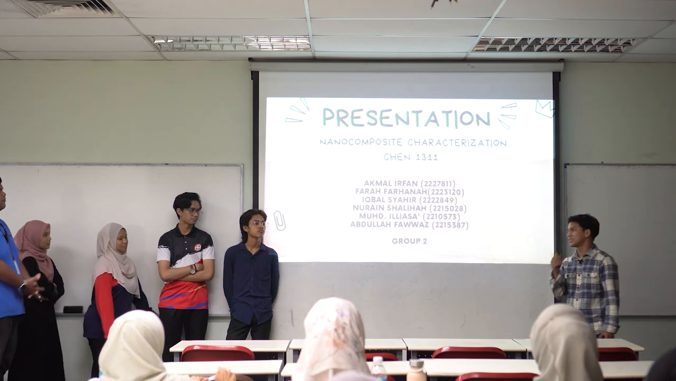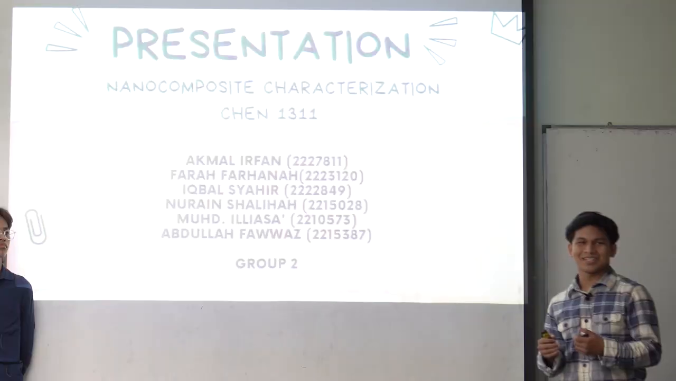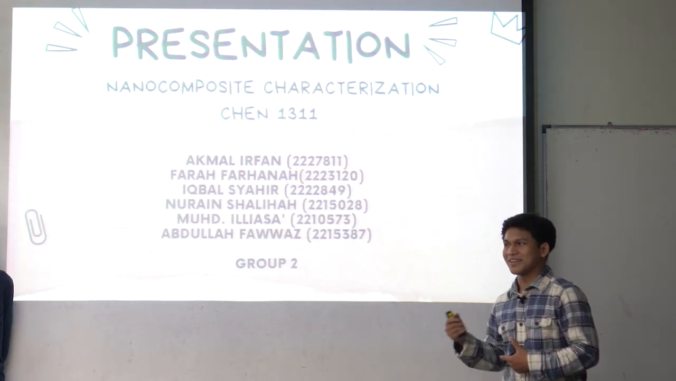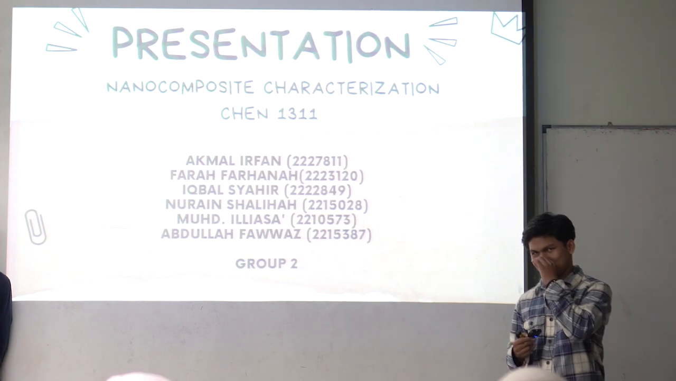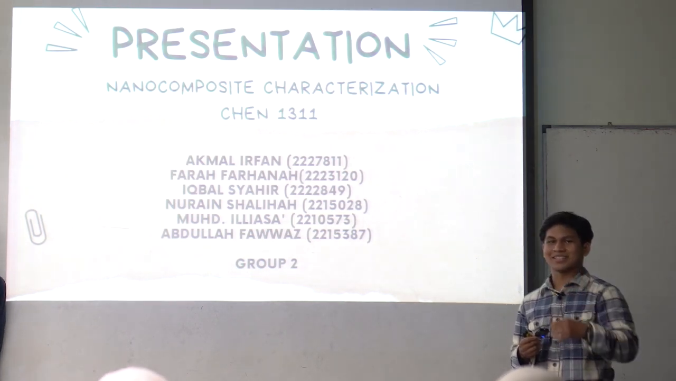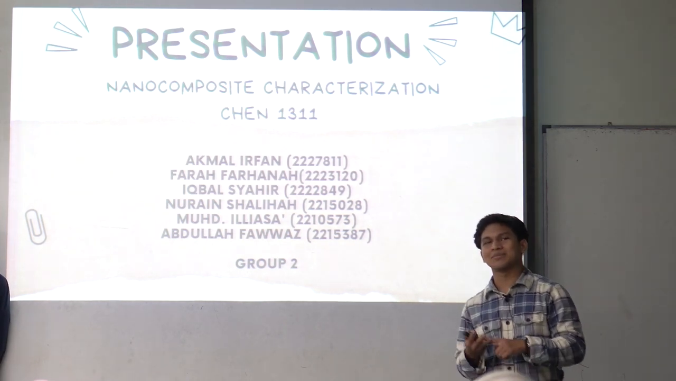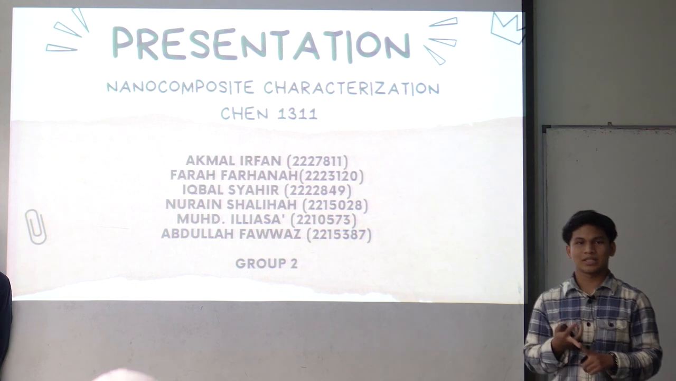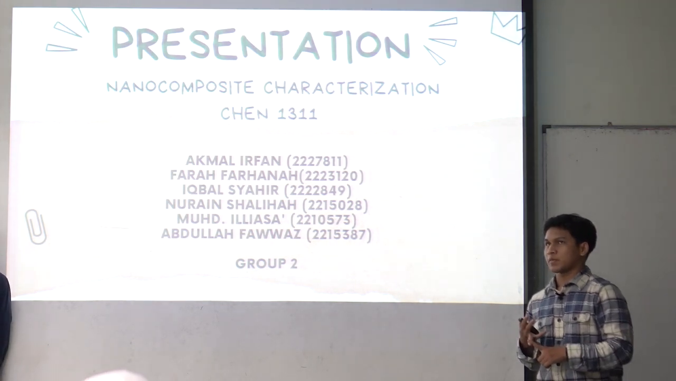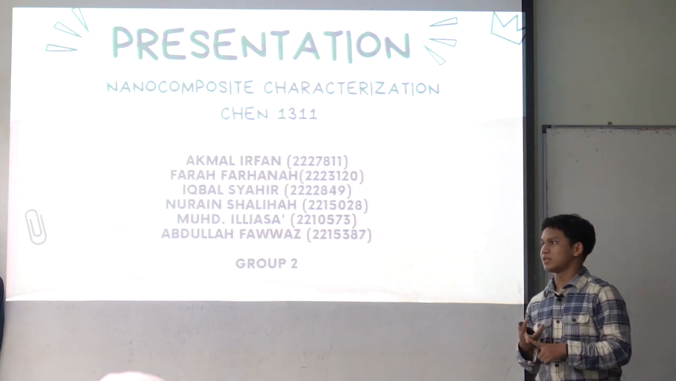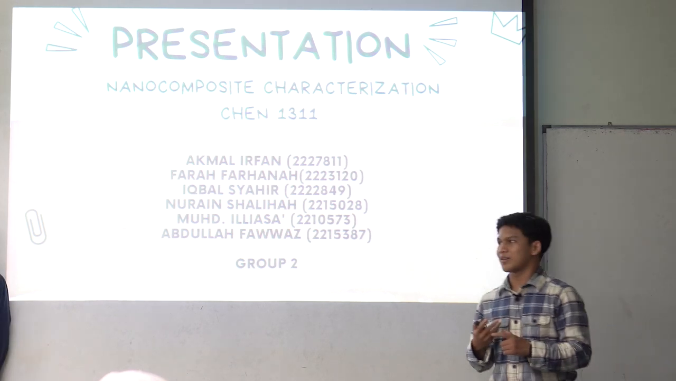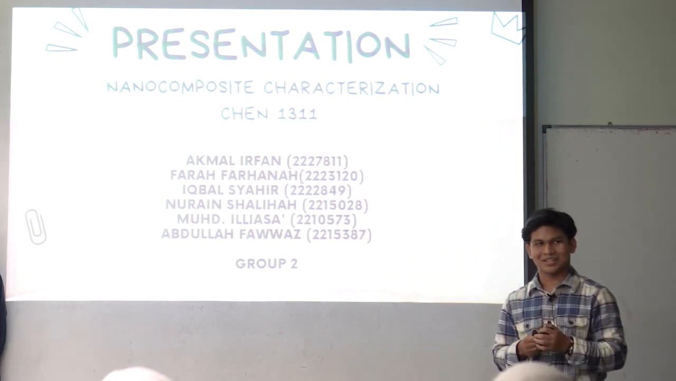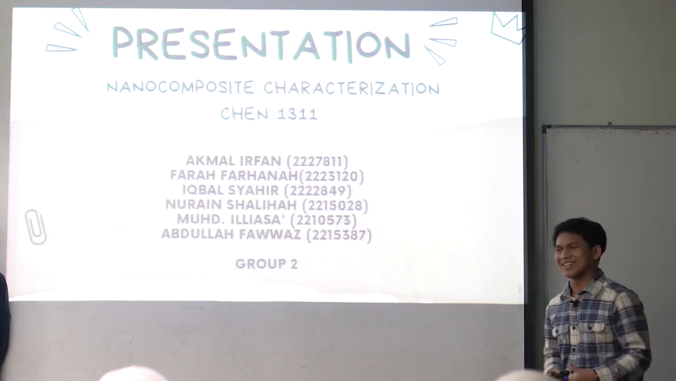Okay. First, what is nanocomposite? I will be straightforward. Nanocomposite basically is a modified nanomaterial in nano size. This nanocomposite is divided into three types. First, we have polymer matrix. Second, metal matrix, and the third one is others, I think.